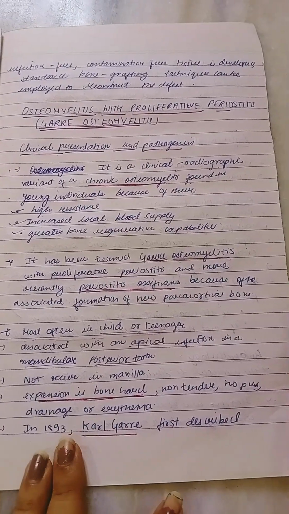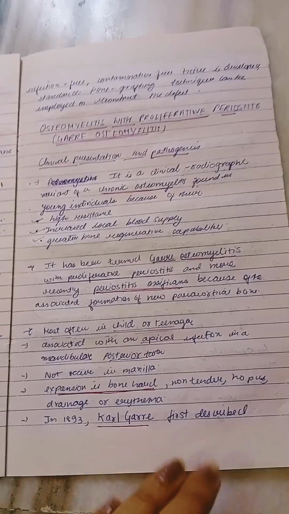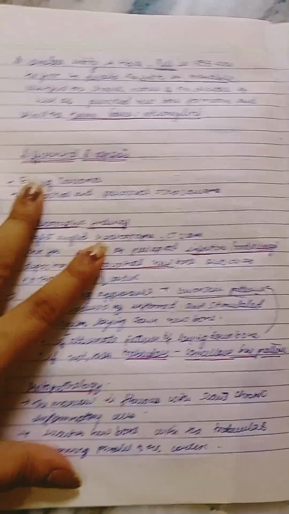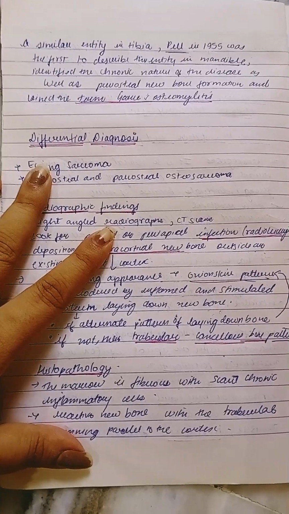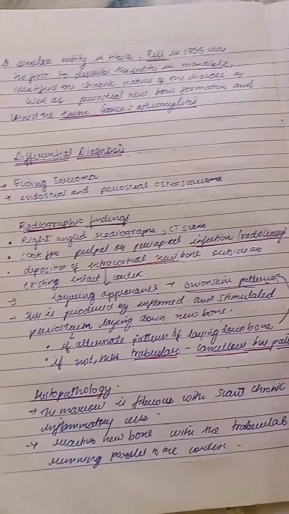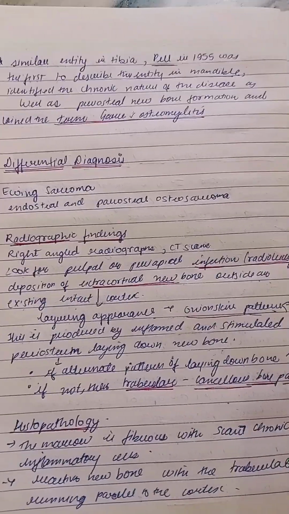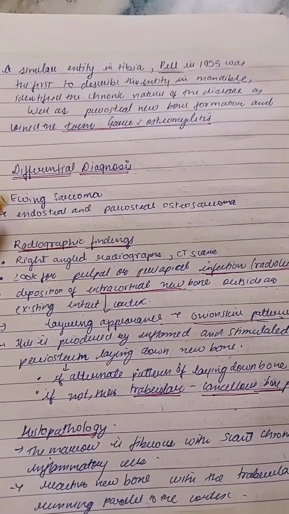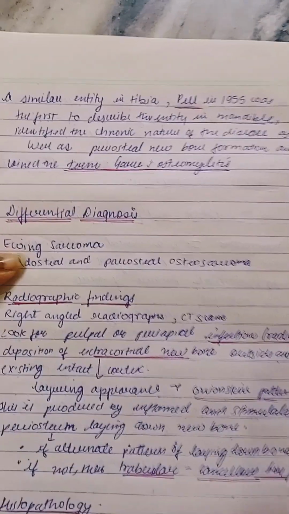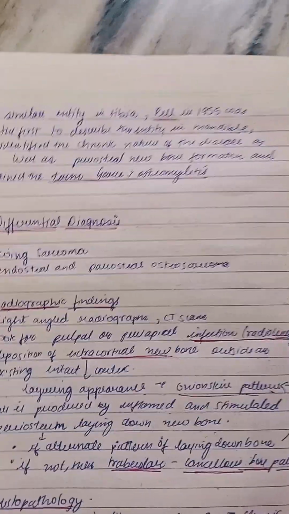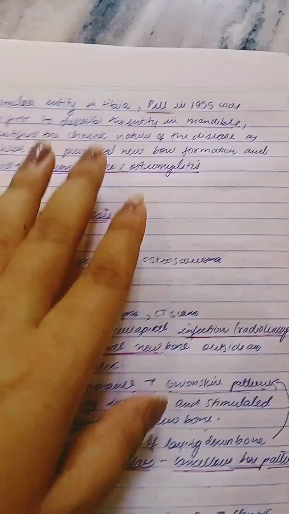In 1893, Carl Garré first described a similar entity in the tibia. The Carl Garré after whom Garré's osteomyelitis is named described tibial osteomyelitis, not mandibular osteomyelitis. He told about tibial osteomyelitis.